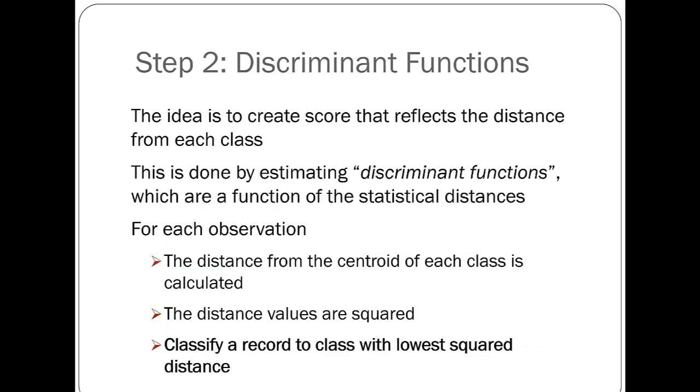Once we have this distance, we then are going to estimate a discriminant function, and there are lots of different ways to do this. Jump is going to just say take the squared distance, and whichever one of those is smallest, that's going to give us our classification for a new output, or a new individual.